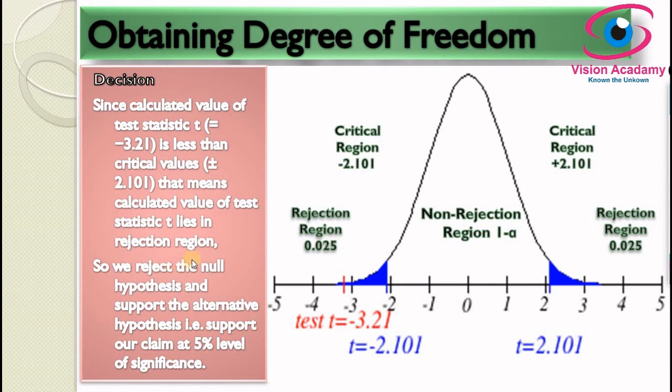Since it is lying in the rejection region, we reject the null hypothesis and support the alternative hypothesis at 5% level of significance. We support our claim. By this we can conclude that the samples do not provide sufficient evidence against the claim. So diets A and B differ significantly in terms of gain in weights of pigs.